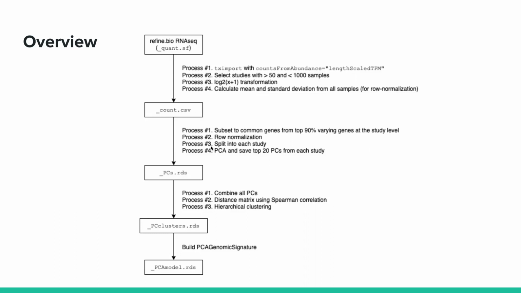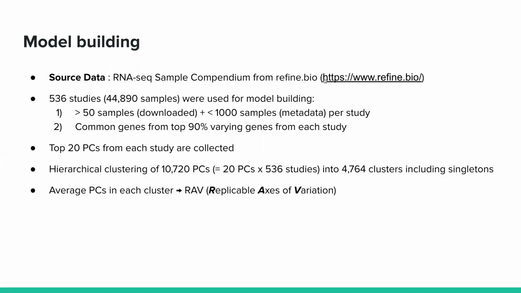For each study, principal components analysis is performed, and then clustered and built into this model. So our source data right now are this RNA-seq sample compendium from refine.bio, about 45,000 samples.